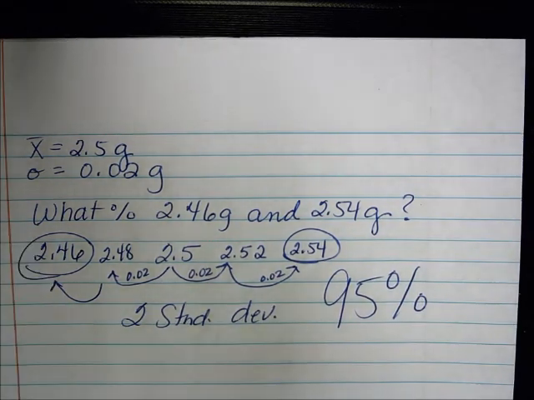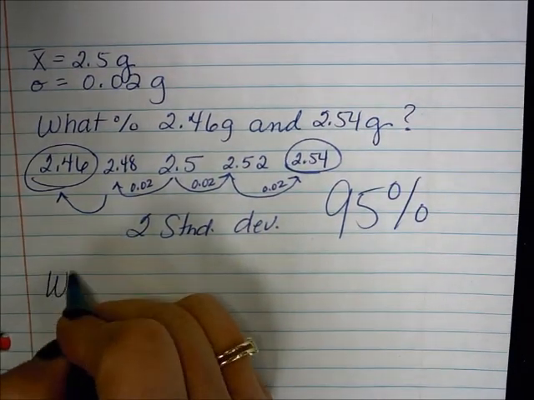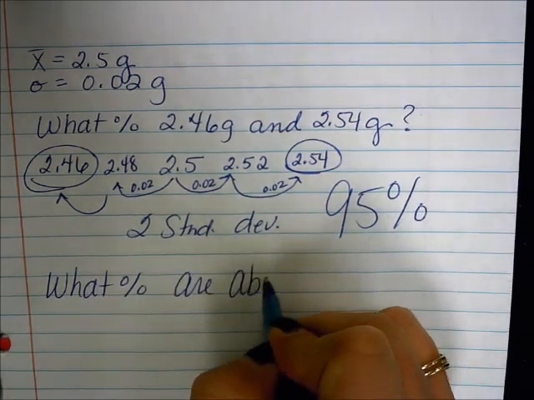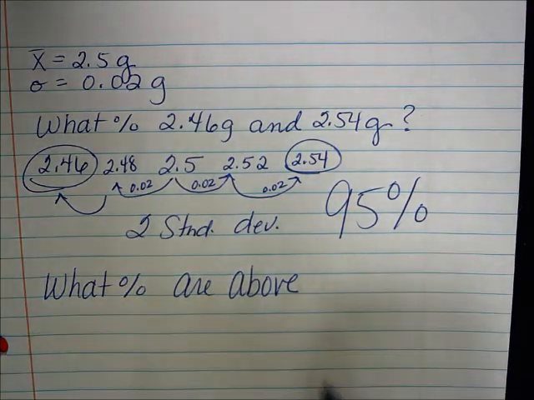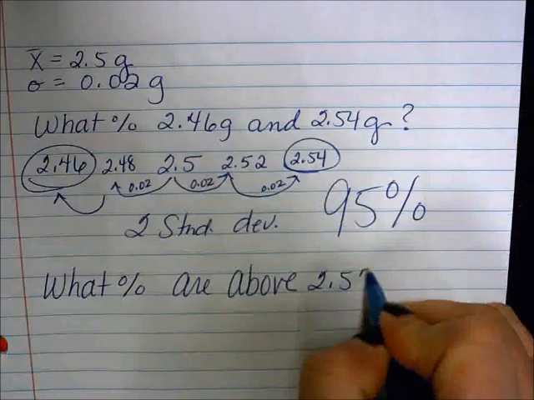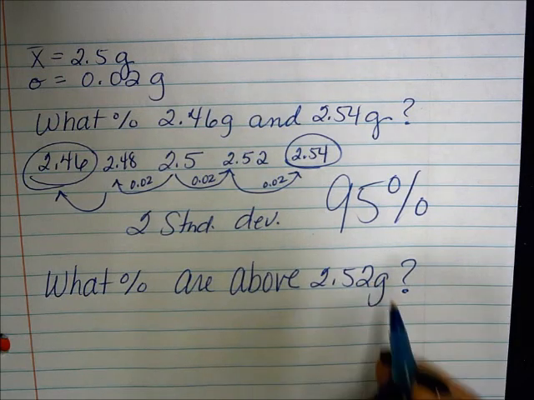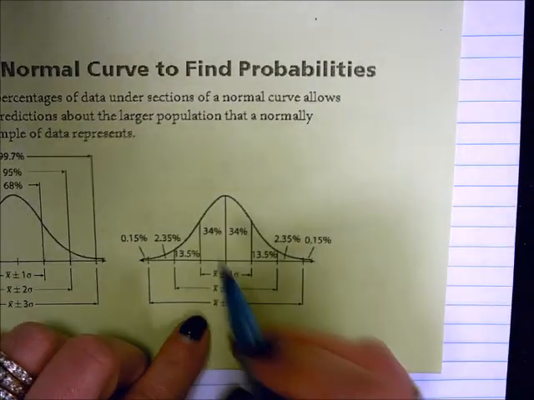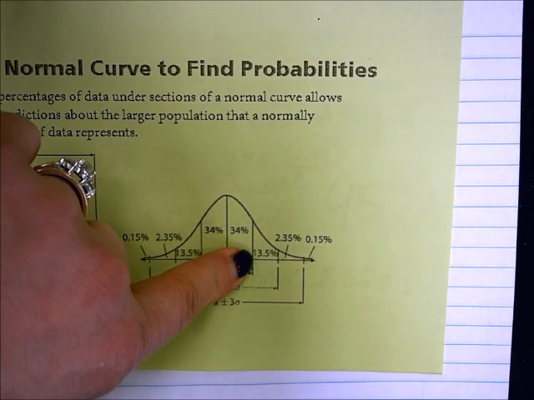Okay. Now how about this question? Same scenario, but now I want to know what percent are going to weigh above 2.52 grams? So 2.52 is 1 standard deviation above. So if I go to this chart, that puts it here. Now the question is, how many would weigh more than that?